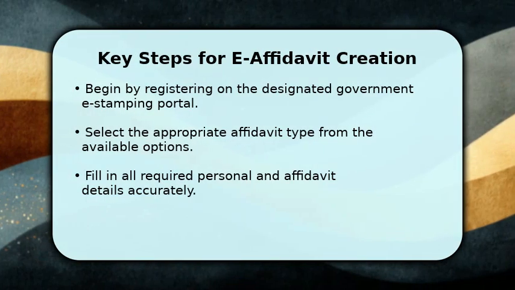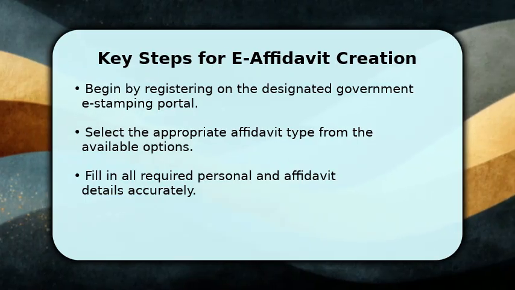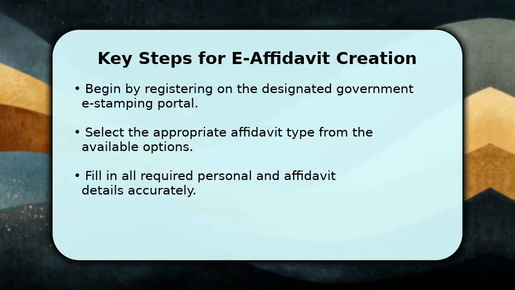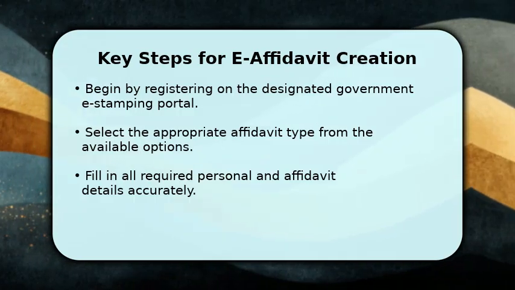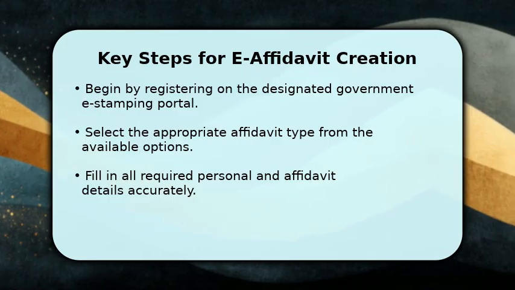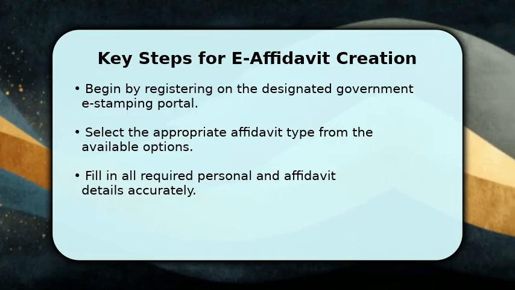To begin, you will first need to register on the official e-stamping portal, which is typically a government-operated website. Once registered, navigate to the section for affidavits and carefully select the specific type of affidavit you need to create. This step is crucial for ensuring your document serves its intended legal purpose.